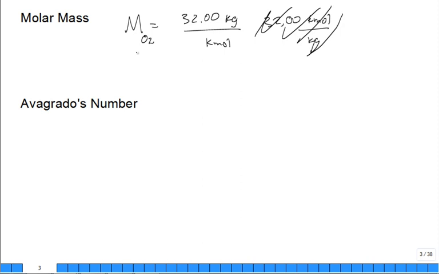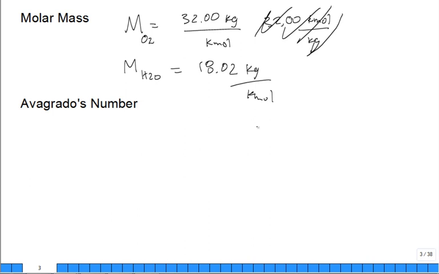Okay, let's see. What's the molar mass of H2O? H2O, that's water. 16 for the oxygen. How much for each hydrogen? 1 for each hydrogen. Add them together, you get 18. So it's around 18. Now there's some change out there, yeah. But if you can get 18, that's pretty good, right? And that's how many kilograms per kilomole.